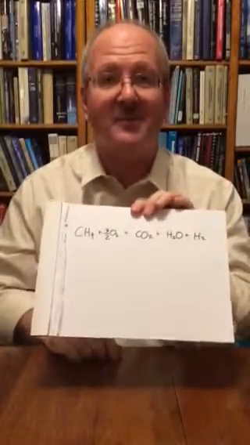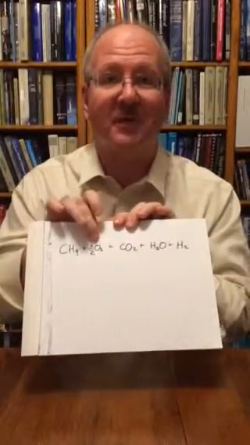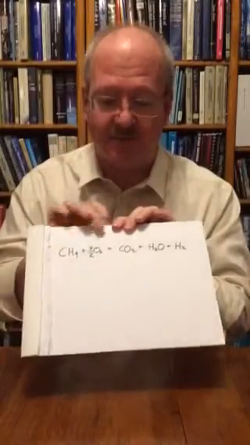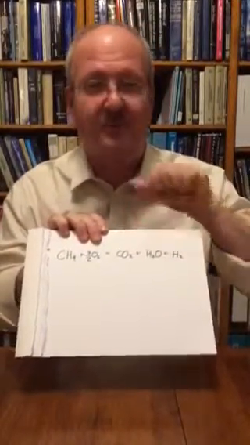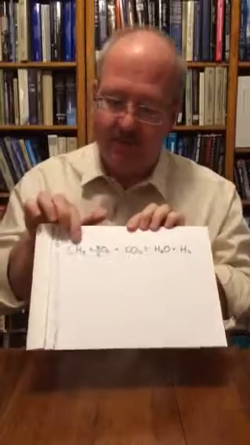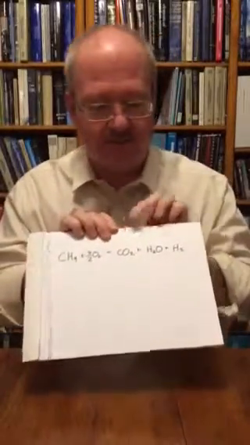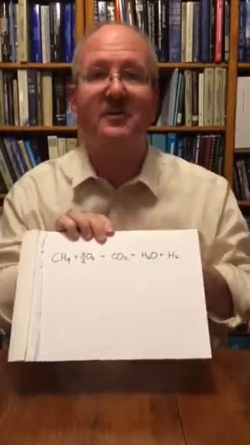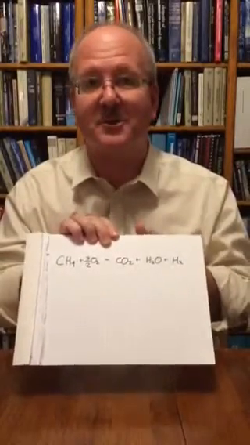So to make that balance, we need 3/2 of an oxygen molecule, or three oxygen atoms on the left, and now 1, 2, 3 on the right. We've got 4 hydrogens on the left, and 2 hydrogens here and 2 hydrogens there on the right, so now the equation's in balance.